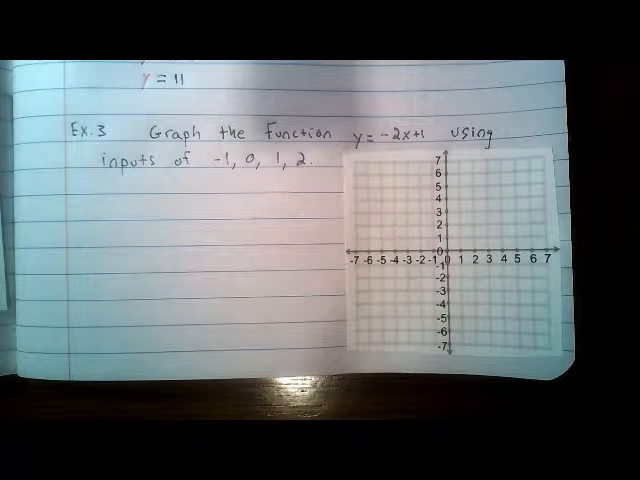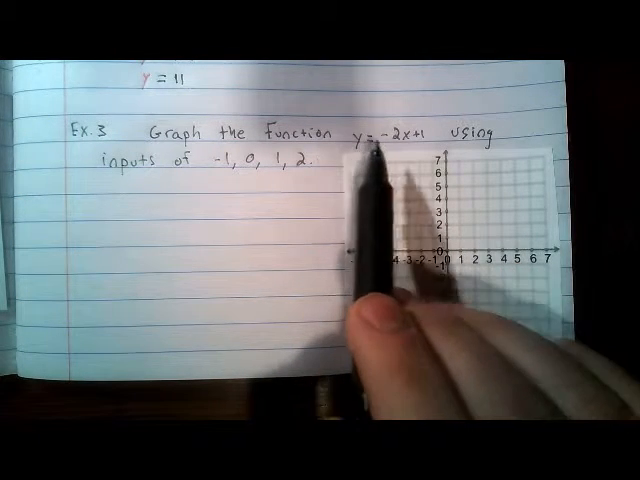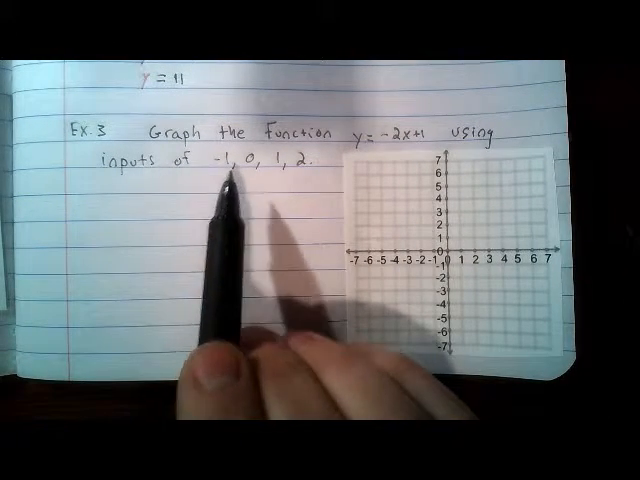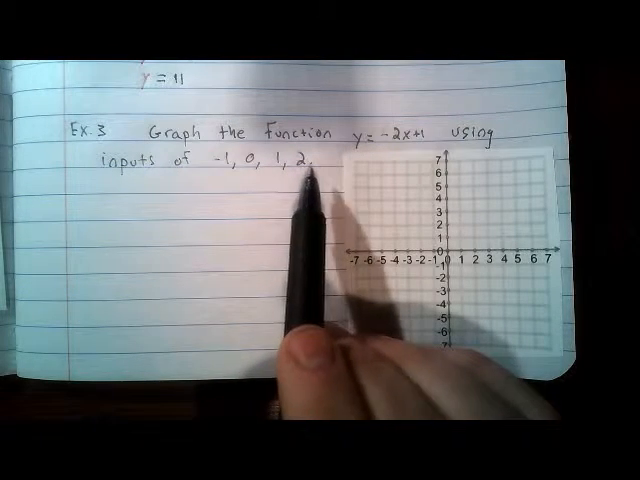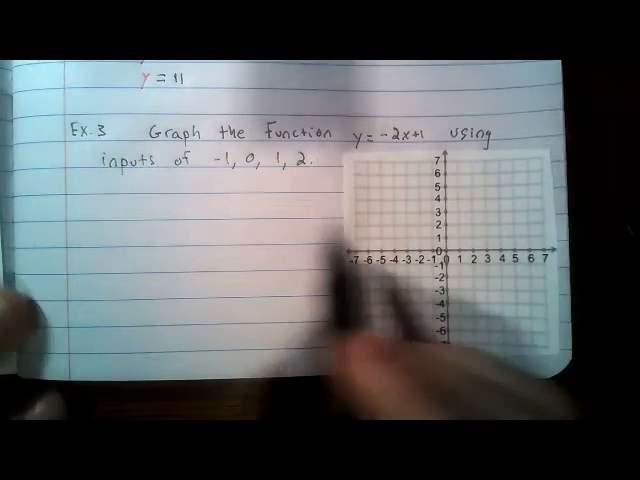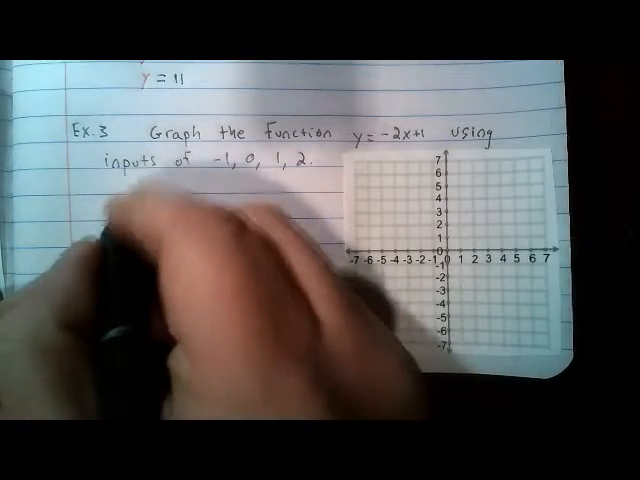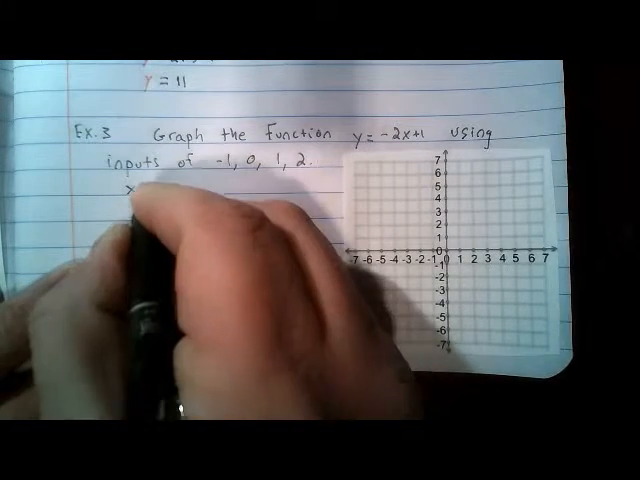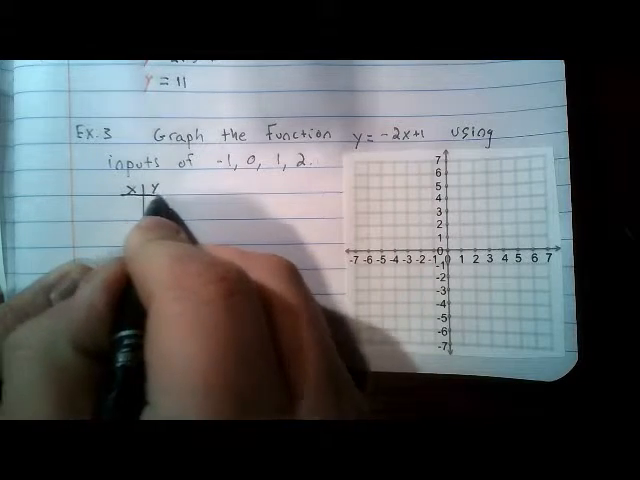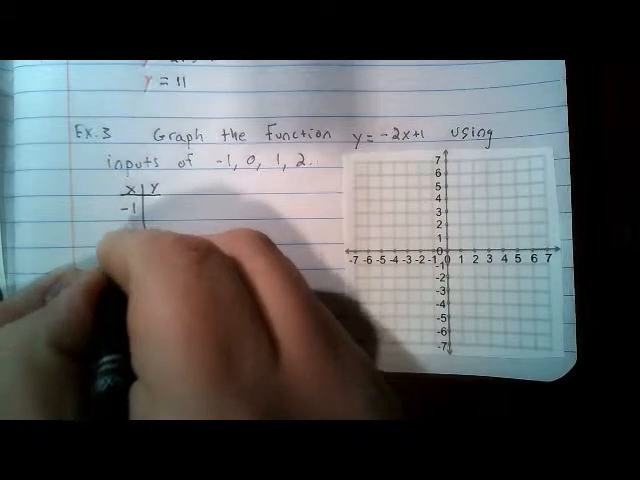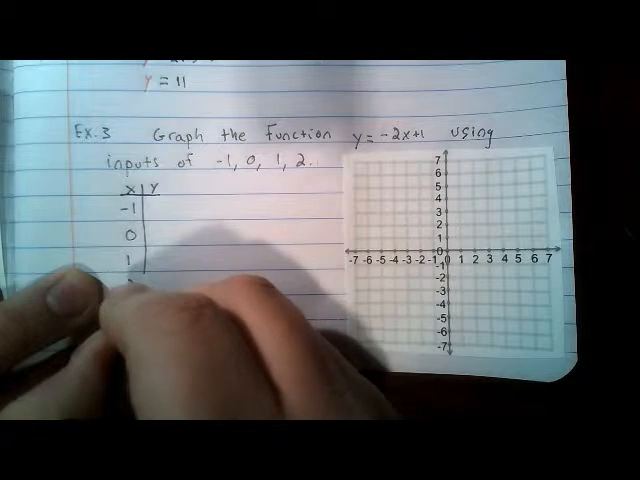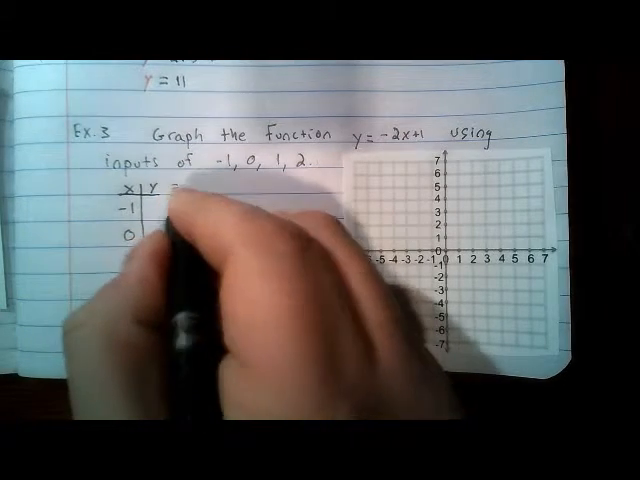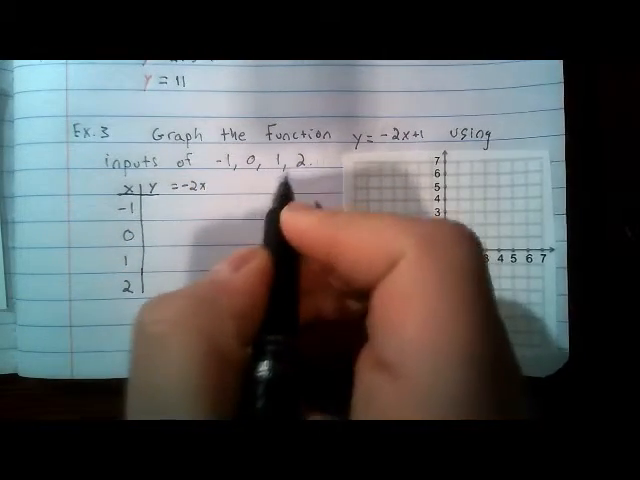Our final example, we're asked to graph the function y equals negative 2x plus 1 using inputs of -1, 0, 1, and 2. So in order to do this, we're going to make an input-output table. Our inputs are our x's, and our outputs are those y values. And we're using -1, 0, 1, and 2. We know that y equals negative 2x plus 1.